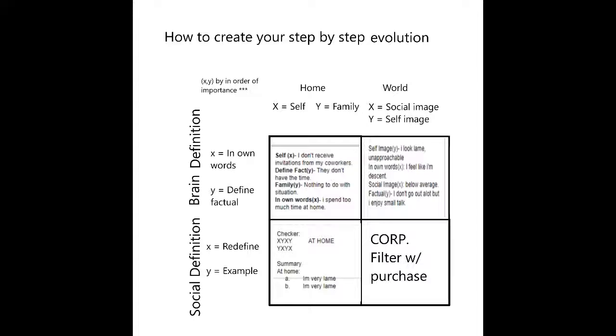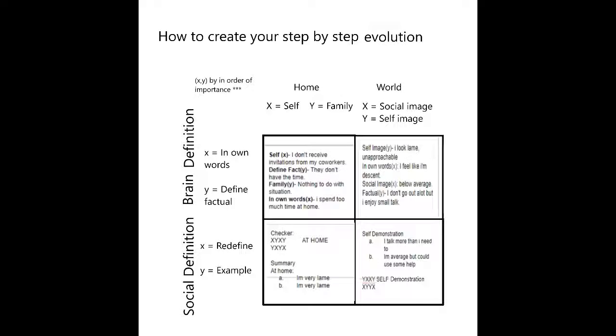And if we want to check really quickly, going back to the first one, X, self. So self to the situation is I don't receive invitations from my coworkers. An example, he doesn't receive any invitations for Y. So then X, redefine. If he tries to redefine that, he would probably come up with I don't get any invitations in general, for both to sum it all up. And then Y, family, which has nothing to do with it, he'd probably say I spend too much time at home. So he could draw up the conclusion, I'm very lame.